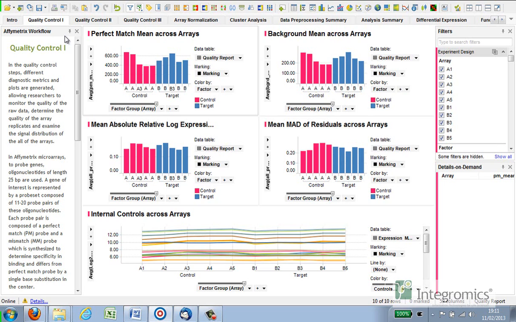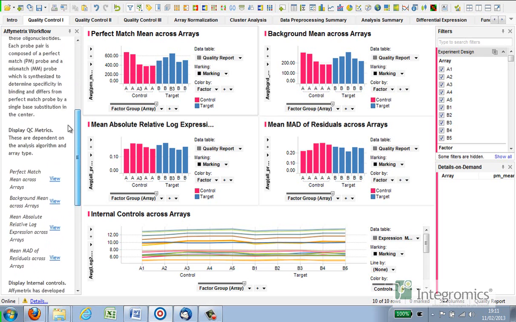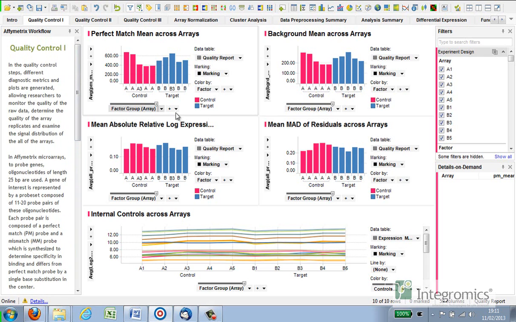These metrics are divided into 3 tabs with an explanation for each one of them on the left-hand side panel. For this Affymetrix dataset, the first QC metric that we will look at is the perfect match mean. We can observe this based on independent arrays or collectively as a group. These are the other QC metrics that are related to the signal intensity across the arrays.